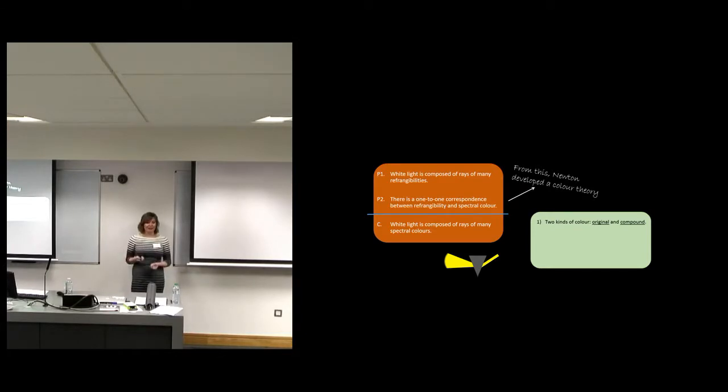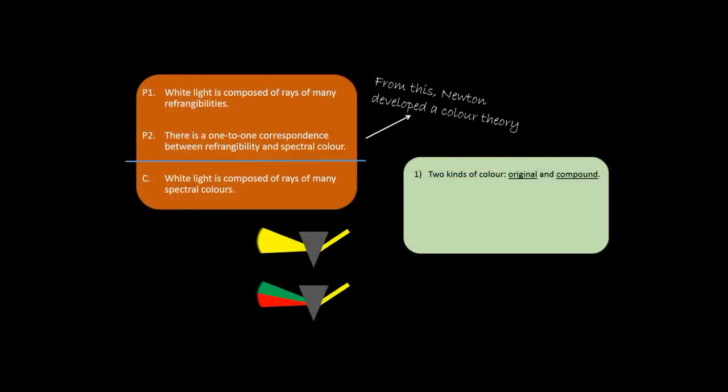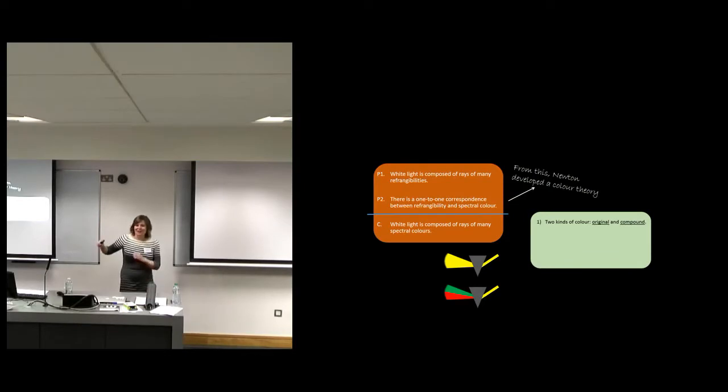Compound color, on the other hand, is color that might look the same as the original color, but when you put it through a prism, you can divide it into its two components, or into its many components, and so on. So what he's done is identify this new property of light, that color is a property of light, and you can distinguish between original and compound light by what comes out the other side of the prism, or you can break it down into its parts.